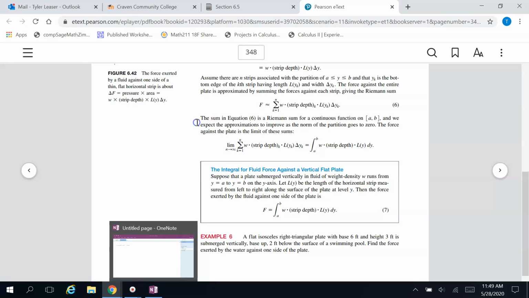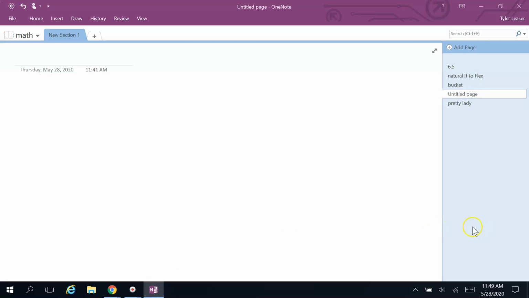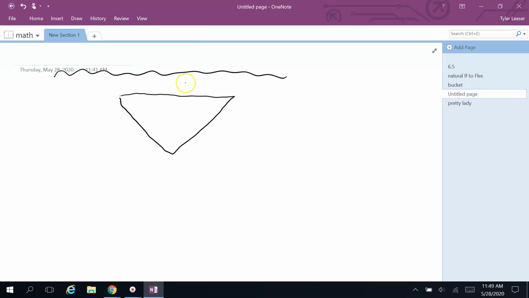Okay, so just one note here, we have the base of 6 and a height of 3, and it's 2 feet underwater. Also remember it said it was base up. So we have our base. The triangle looks something like this, right? So this distance is 6, and then the height is 3. The liquid is 2 feet above the base here.